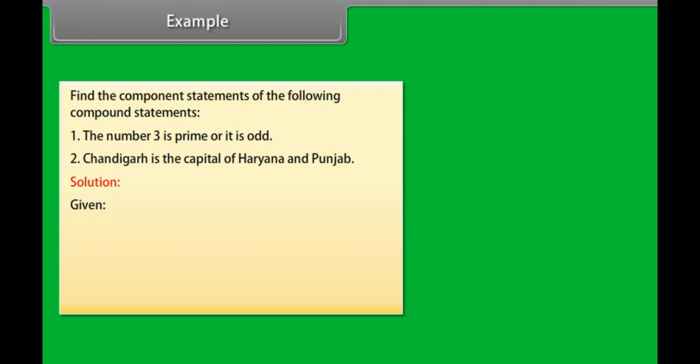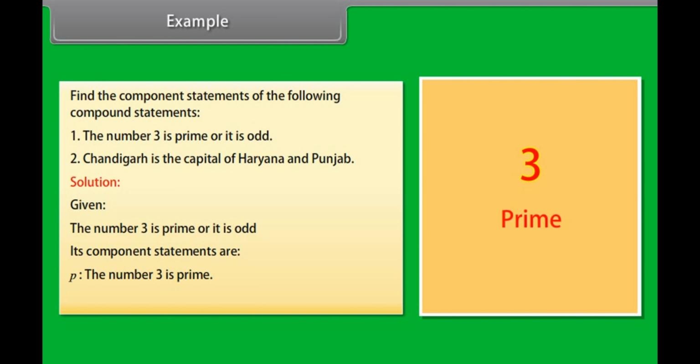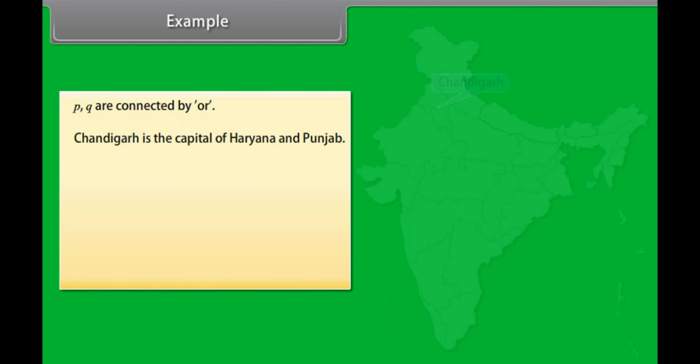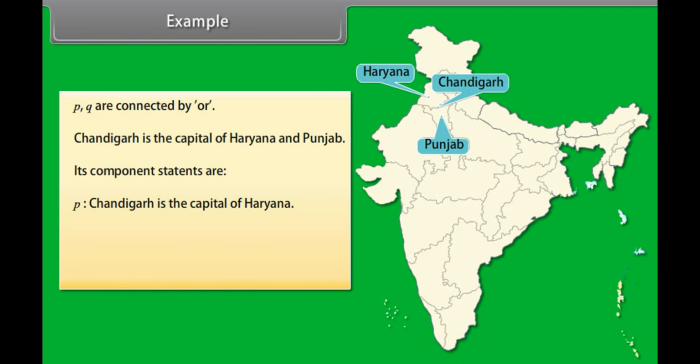Solution: given the number 3 is prime or it is odd, its component statements are: P is a statement that the number 3 is prime. Q is a statement that number 3 is odd. P and Q are connected by or. Chandigarh is the capital of Haryana and Punjab. Its component statements are: P is a statement that Chandigarh is the capital of Haryana. Q is a statement that Chandigarh is the capital of Punjab. P and Q are connected by and.